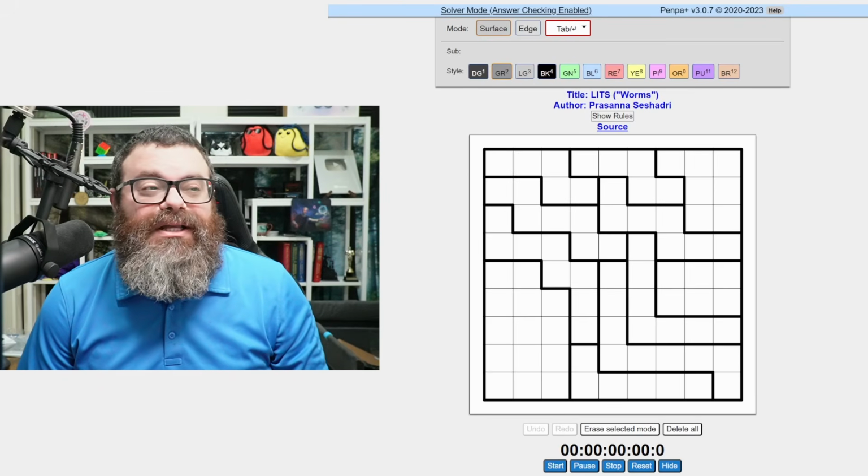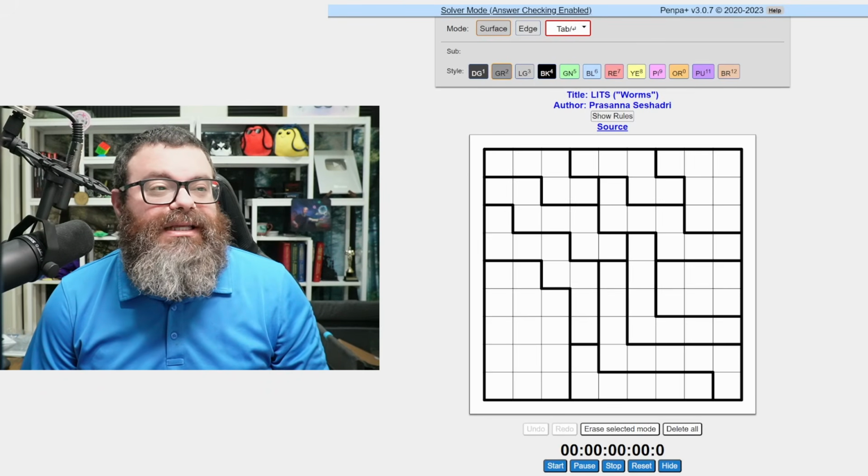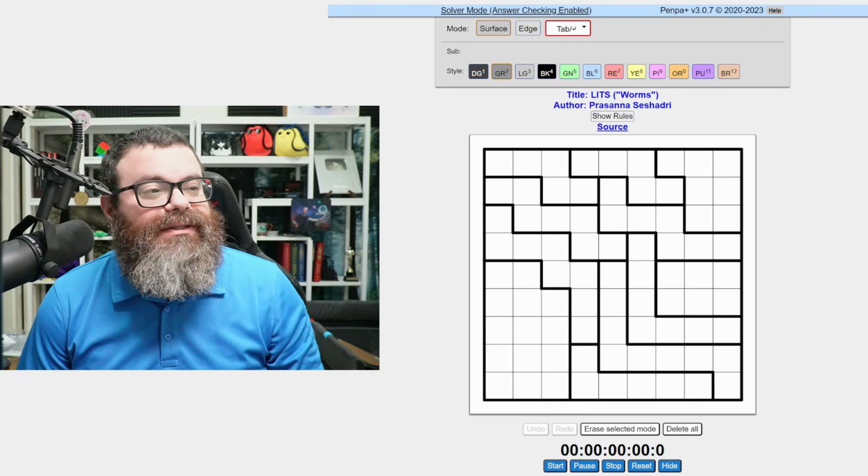Hello, let's solve a LITS puzzle. This one's called Worms. It's by Prasanna Seshadri. I sourced this from GM Puzzles. There's a link in the description.